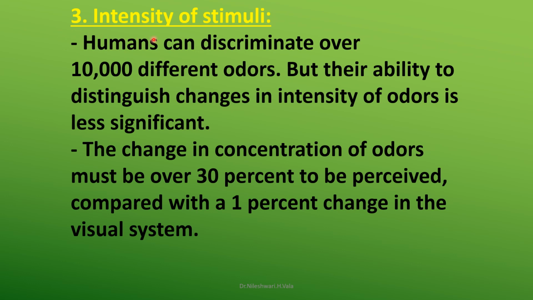Then, intensity of the stimuli. Humans can discriminate over 10,000 different odors, but their ability to distinguish changes in the intensity of the odor is less significant. The change in the concentration of the odors must be over 30% to be perceived, compared with a 1% change in the visual system.